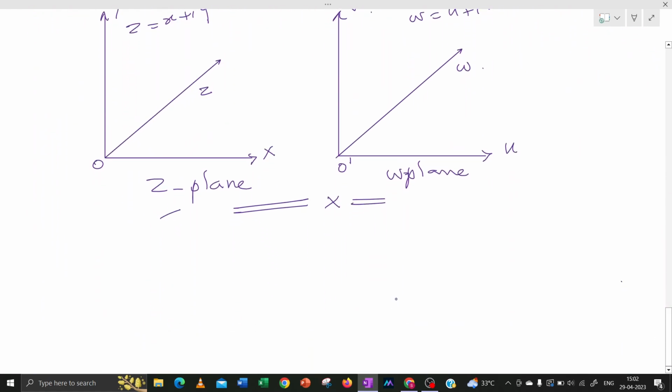In the next class, we will discuss a few important things based on these limits and the continuity of the function. What is called the continuity of the function.